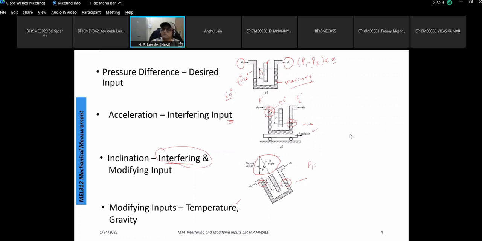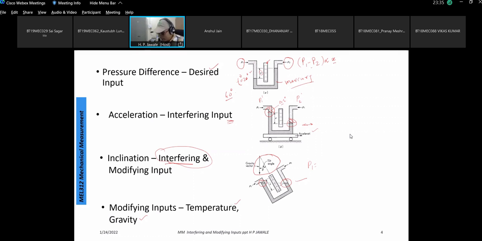Take another example. If this measurement system or measurement device is taken in an aeroplane or in space or some other place where there is a little change in the gravitational constant, then you will find it probably reads something other than the ideal input given to the system. So again, gravity is also going to act as a modifying input. What is a modifying input? It is going to change the desired signal as well as the interfering signals also. Right. Let me know any doubt in understanding this.